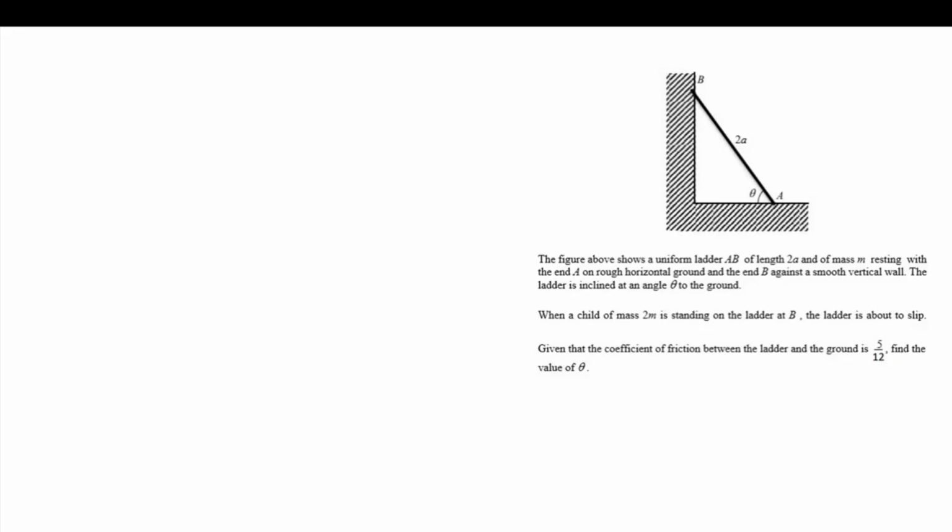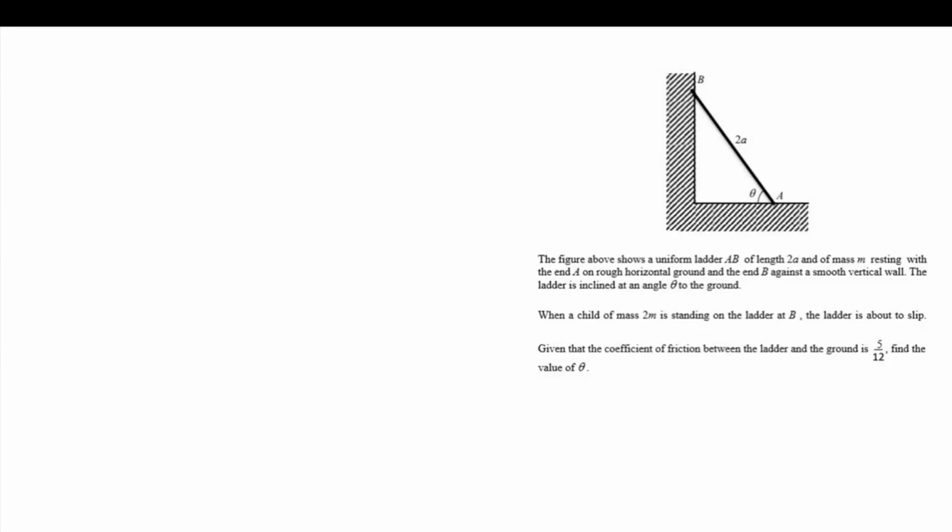In this question, we've been told that there's a uniform ladder AB of length 2a and of mass m. That uniform ladder is resting with the end A on rough horizontal ground and the end B against a smooth vertical wall. The ladder is inclined at an angle theta to the ground. When a child of mass 2m is standing on the ladder at B, the ladder is about to slip. Given that the coefficient of friction between the ladder and the ground is 5/12, find the value of theta.